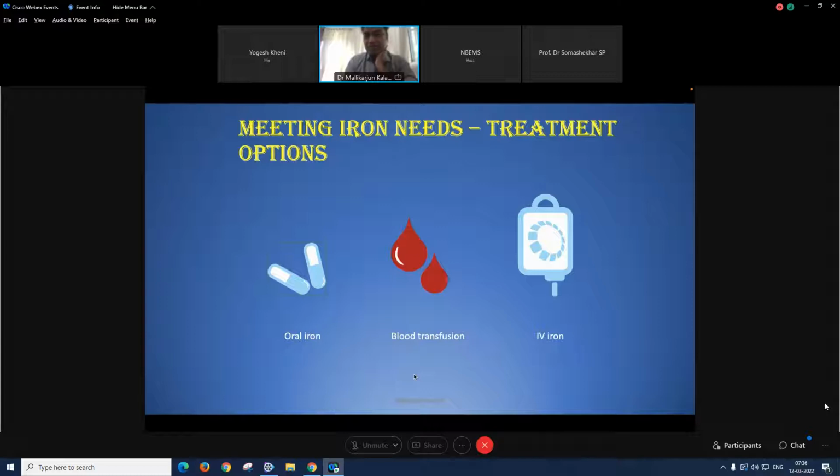The disadvantages being compliance is very poor, GI intolerance, constipation, dyspeptic symptoms, black stools. Those are the things which make it very difficult for patients to take it for a long time. Blood transfusion is only used in extreme situations.